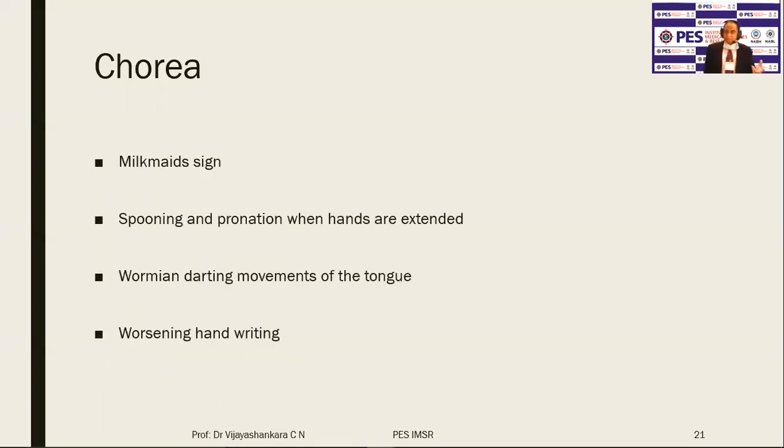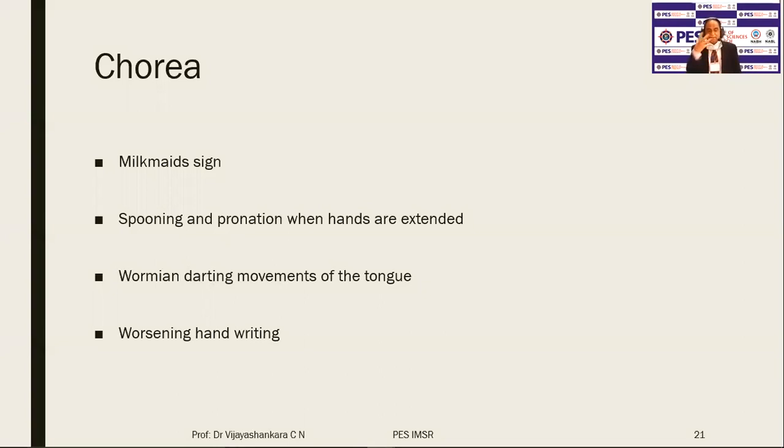In chorea, there are typical signs which you are going to elicit. That is the milkmaid sign. You ask the child to grip your fingers, and then you see that the child will start doing this, like you are milking a cow. So that is what you call a milkmaid sign. Then spooning and pronation of the hands which are extended. So now you do this or do this. Usually it goes like this. Or you ask him to extend like this, and it goes automatically into this position. So that is one of the clinical signs which you are going to elicit.